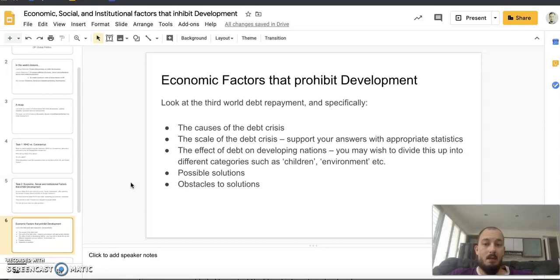For economic factors, we're largely looking at third world debt repayment. Specifically, you need to find out what is the cause of the debt crisis, how big is the debt crisis, with statistics you need to add, what effects this has on developing nations, what some possible solutions are, and what some obstacles to the solutions are in terms of overcoming these economic factors.